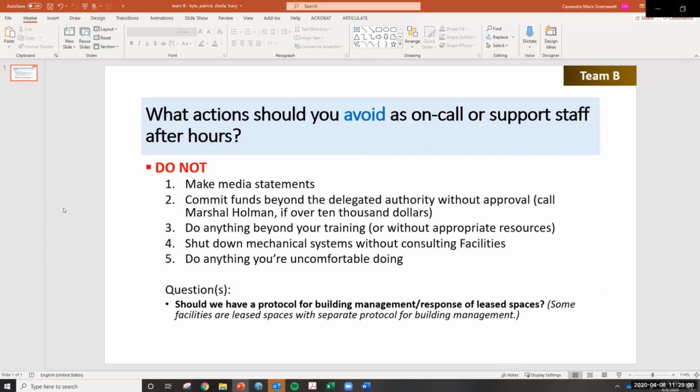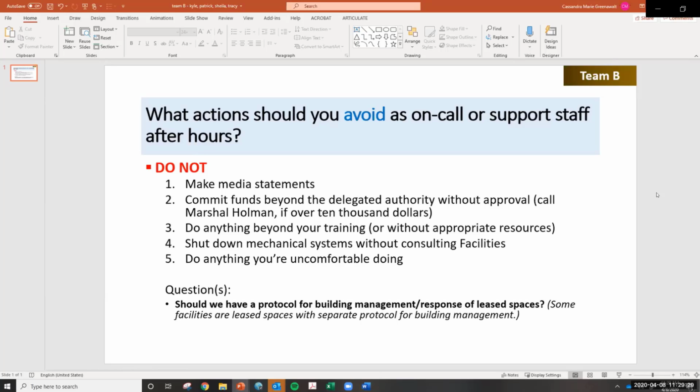Yep. So things you should avoid are making any kind of media statements, or statements in general, to people who are not immediately involved in the situation. Shouldn't commit any funds beyond the delegated authority. So if it's over $10,000, you have to call Marshall Holman in purchasing to get specific approval for purchase orders over $10,000. And you should also talk to Sheila before you do anything like that.